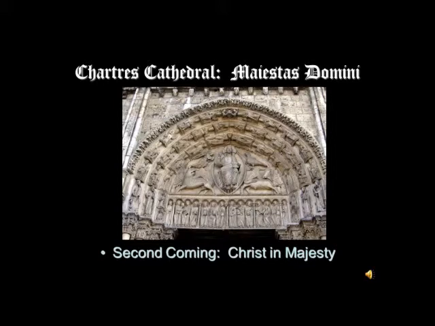Now, there's the apostles below there. What are they doing? Well, in Matthew, Christ tells his apostles that when he comes again and when he sits in judgment, they will be with him. So there they are, with two extras. The two extras are always kind of interesting.